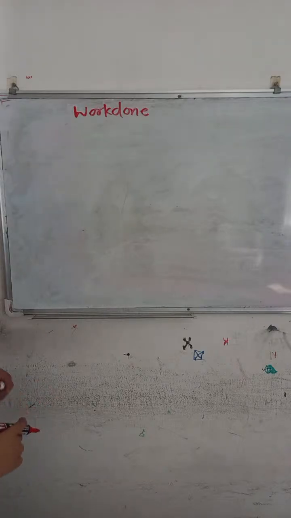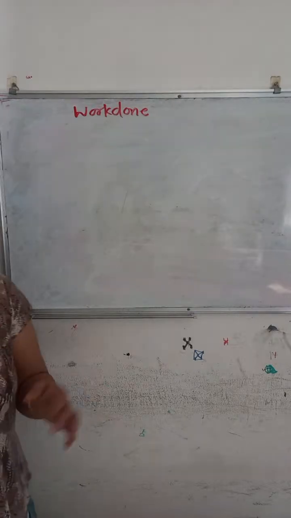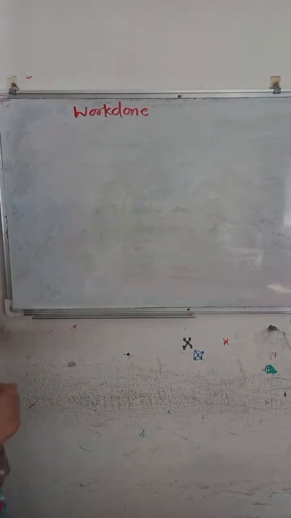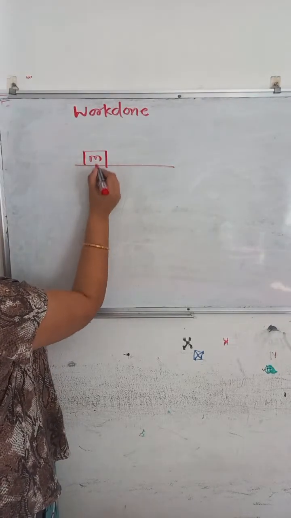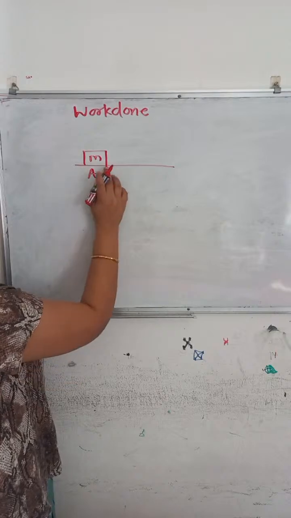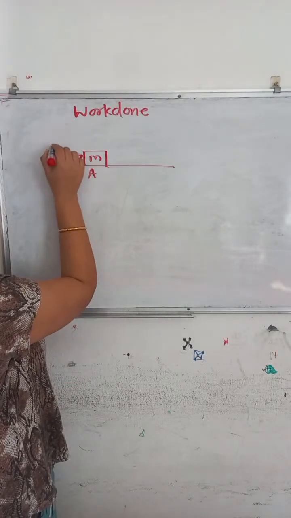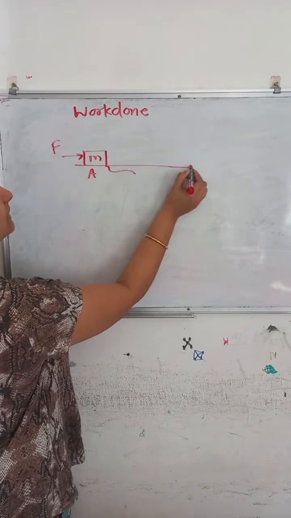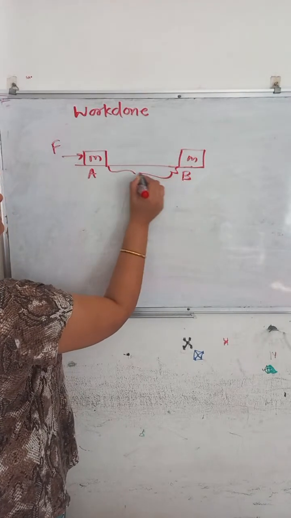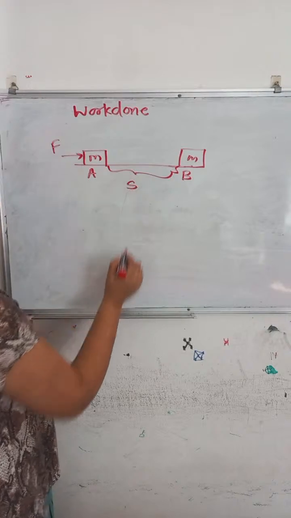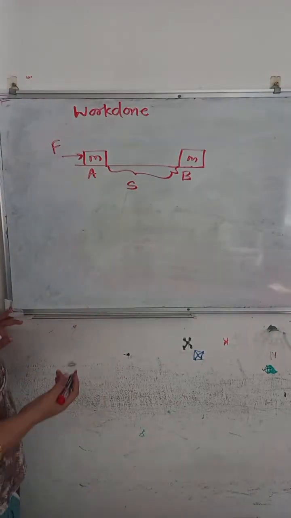Work done is nothing but what? Whenever we apply force on any body, it displaces through some distance. Suppose I have a body of mass m, initially at position A. I apply force and the body is displaced to point B. This displacement is nothing but S, or you can take it as x.